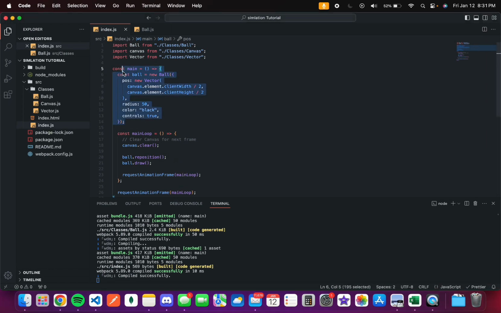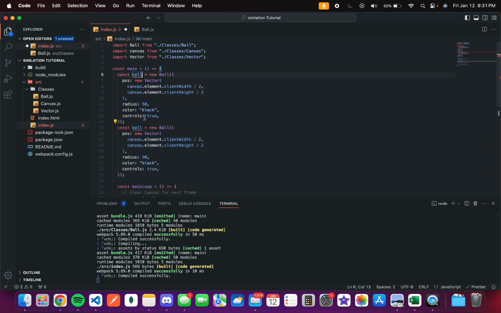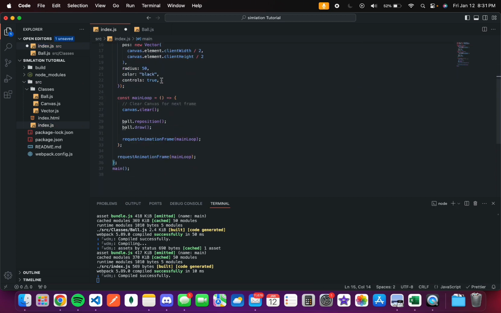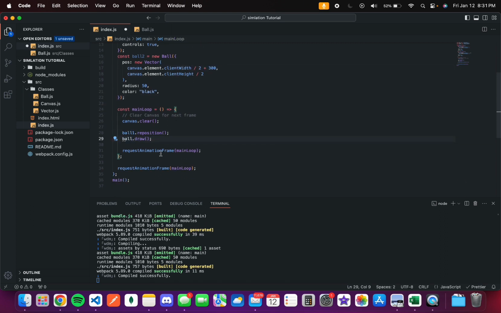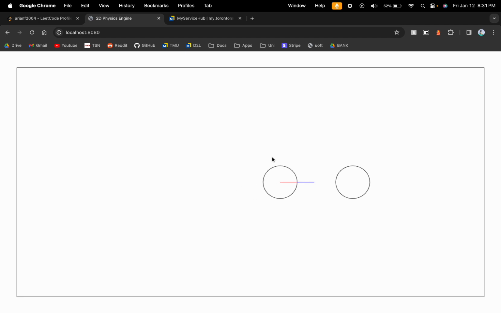So as of now, if we create a new ball, and let's just turn controls off for this and move this 300 pixels to the right. We also have to draw them and reposition them every frame. You're going to see that they don't actually collide with each other and they don't move each other. And the way that we do this is, if you see over here, the two balls are intersecting right now.